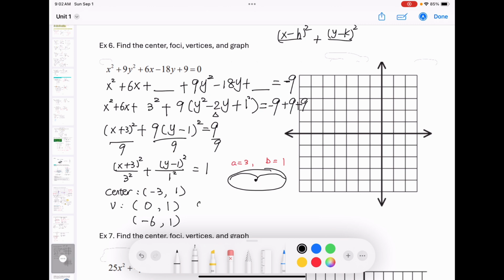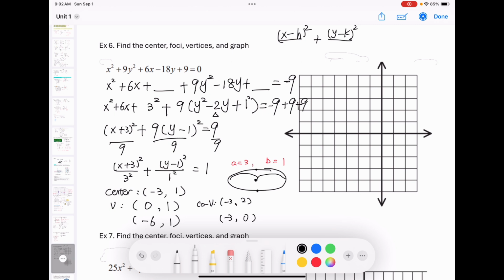And what are our co-vertices? Co-vertices means move up or move down. They have the same x value as my center, so my x value is negative 3. Negative 3 here, negative 3 here. What is the y value of my co-vertices? Based on the 1, we go up 1 unit, we go down 1 unit. So going up 1 unit is 2, going down 1 unit is 0.